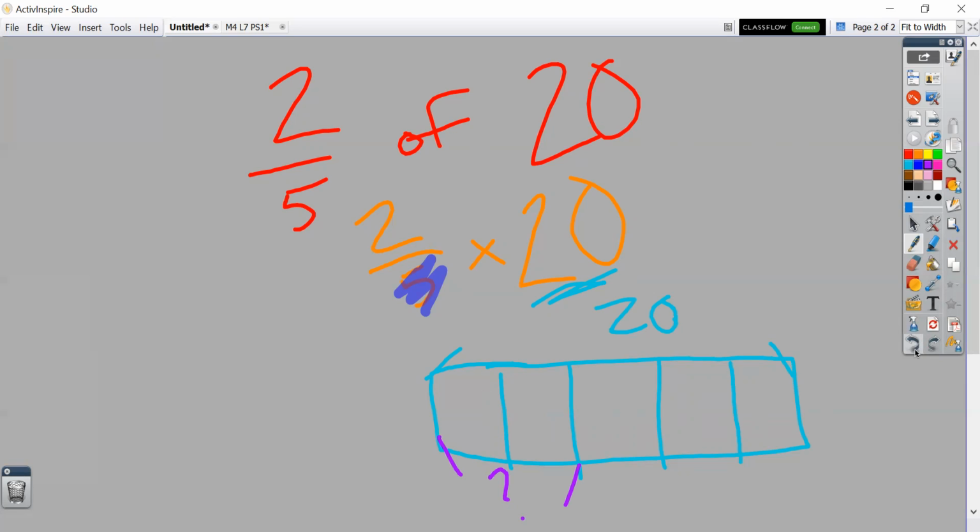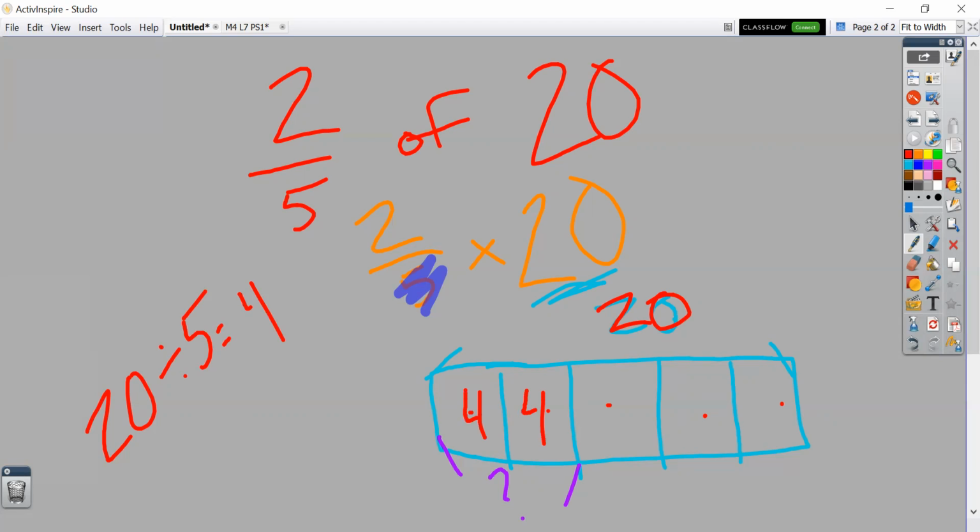We are going to take that whole, that 20, and divide it evenly into 5 groups. Well, that's 20 divided by 5. Once again, I know my multiplication facts. Something times 5 gives us 20, so that's going to give us 4. So if there's 4s in our 2 fifths that we're looking for, how much is that all together? Well, 2/5 times 20 is going to give us 8.